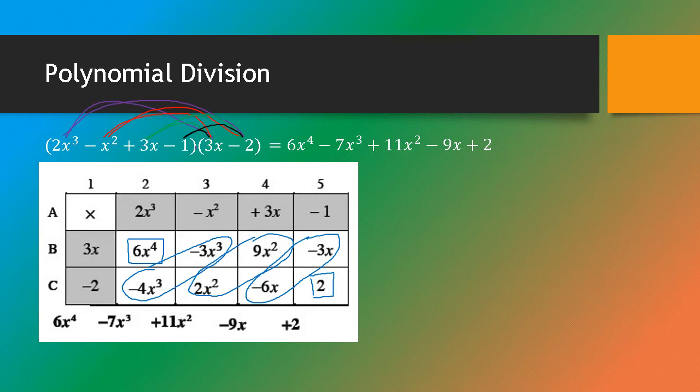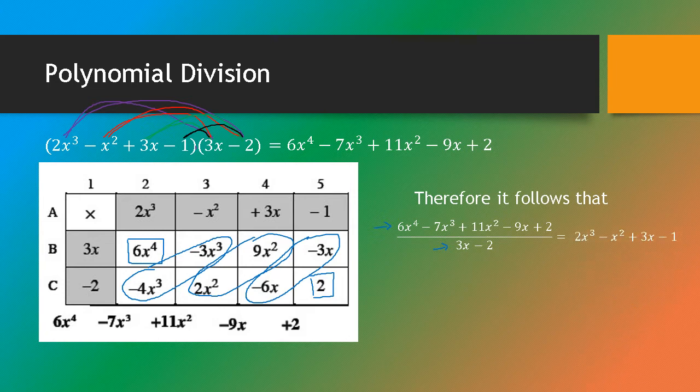The question becomes, can we reverse the process to divide? And to first get you thinking about this, think about the answer to this question. If the product of this cubic and this linear factor is this quartic, what do you think we get if we divide this quartic here by 3x minus 2? Hopefully what's coming to mind is that the answer would be the cubic.